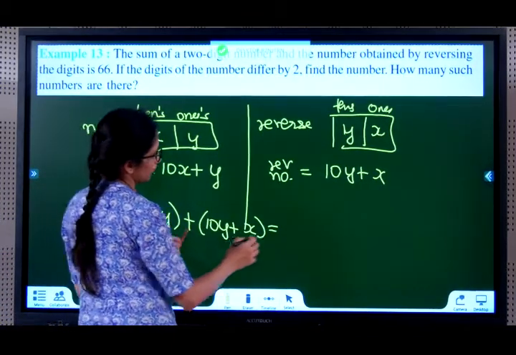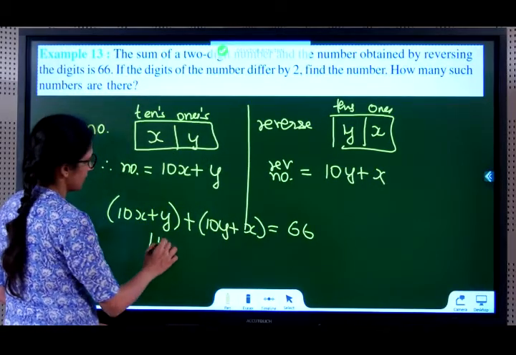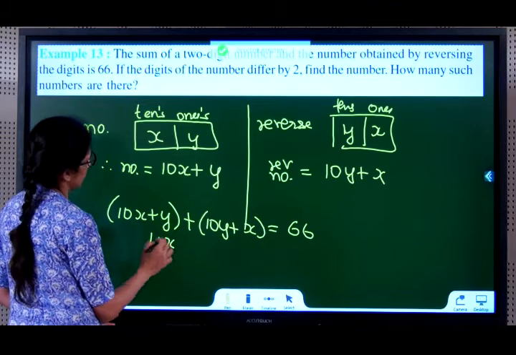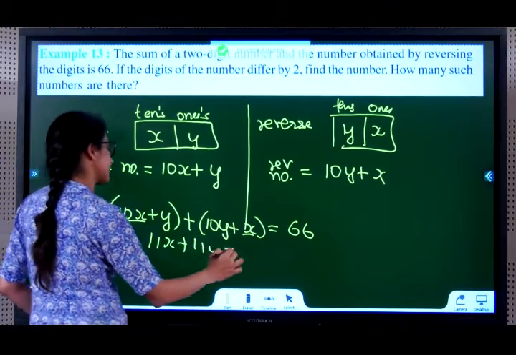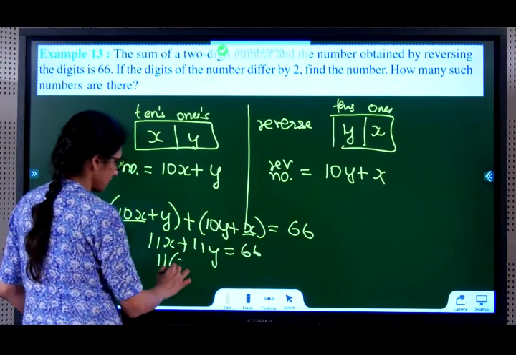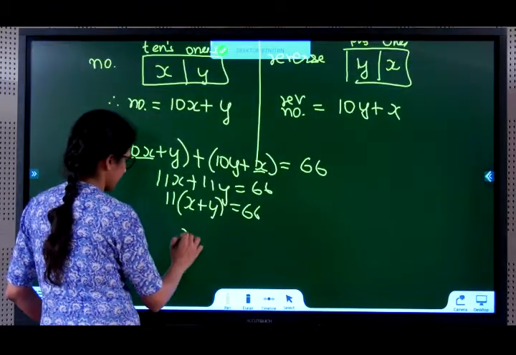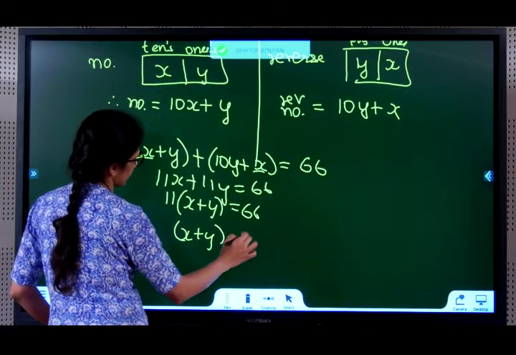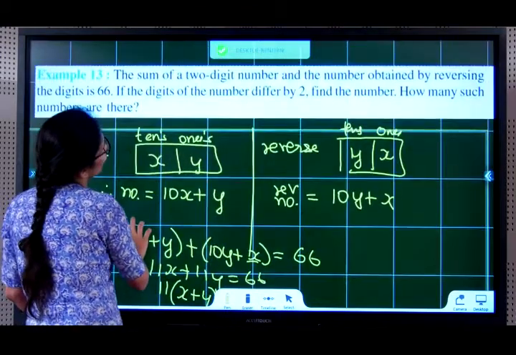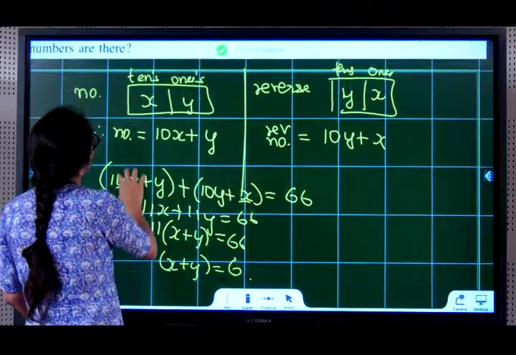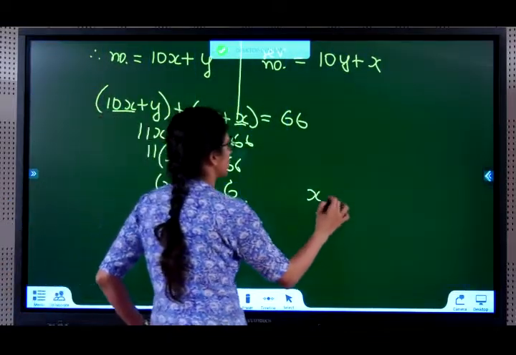So if you add the two numbers, you get 66. So 10x plus x, 11x, y plus 10y, 11y is equal to 66. Take 11 common, 11 times x plus y is 66. x plus y is equal to 66 by 11, that is 6. In the question they have also told you that the digits differ by 2. Who are the digits? x and y. So I can say x minus y is 2.